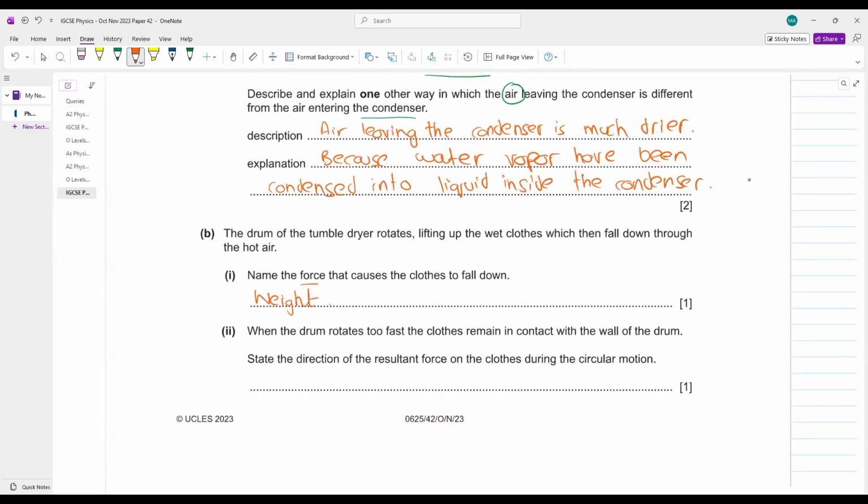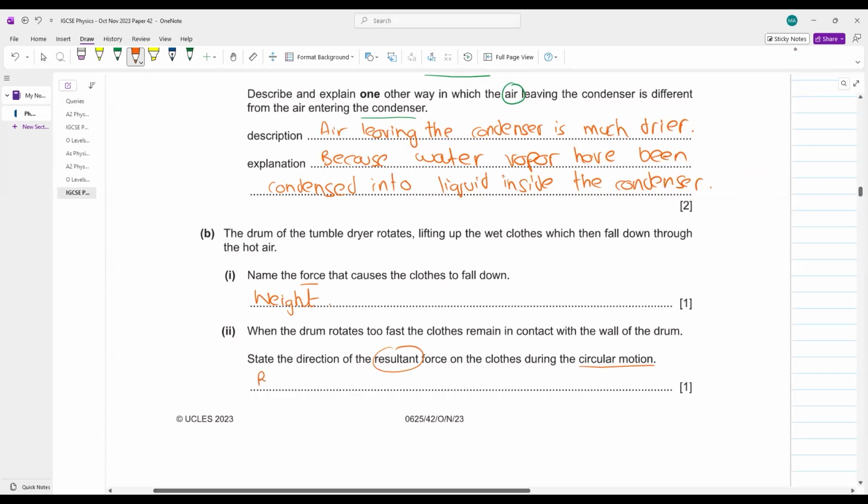Weight. When the drum rotates too fast, the clothes remain in contact with the walls of the drum. State the direction of resultant force acting on the clothes during the circular motion. Whenever circular motion is being performed, what is the direction of resultant force? The resultant force is perpendicular to the motion of the clothes.